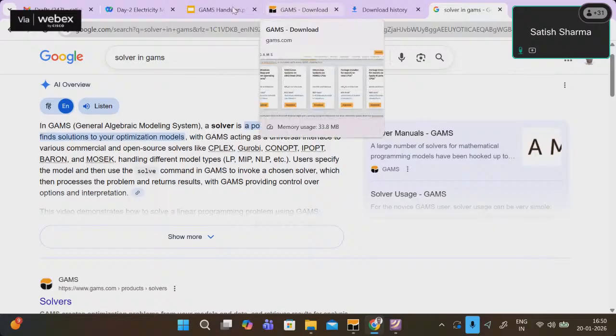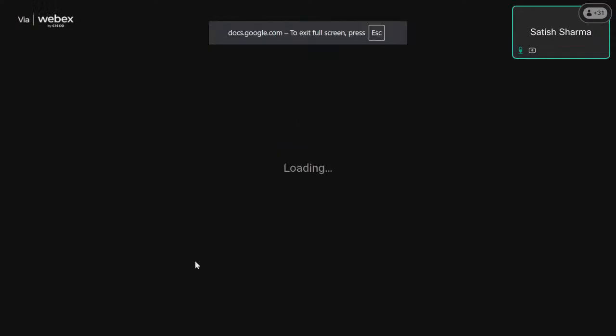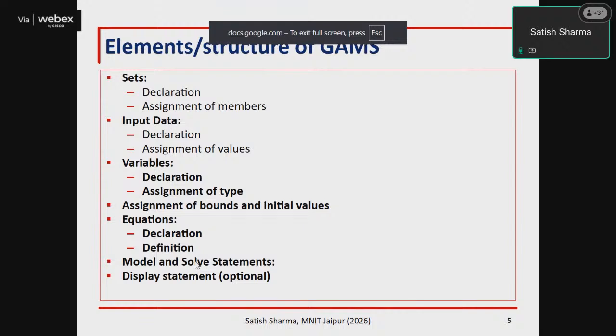Now, okay, so variables again. For input data, we will declare the data, and then we will assign the values to this particular data. As I explained, there are tables, parameters, and scalars. Three types of data we can provide. Then variables can be positive variables, negative variables, integer variables, binary variables. Different variables are there, so we have to declare those variables, and then we assign the type of the variable, whether it is positive, binary, or integer. Because variables are unknown, we cannot assign values to the variables. It's only the type we can define.